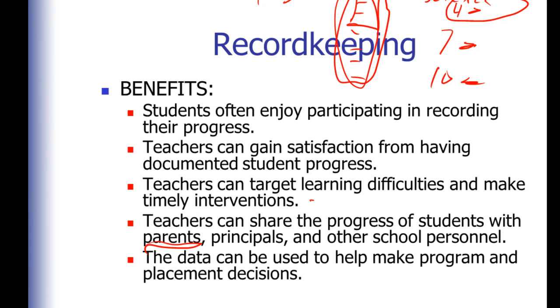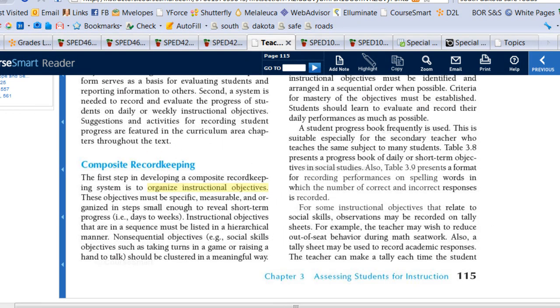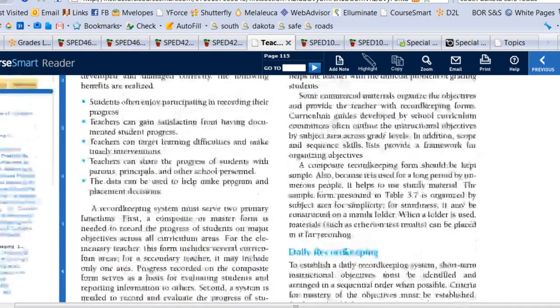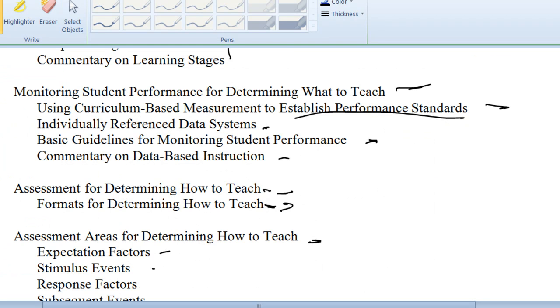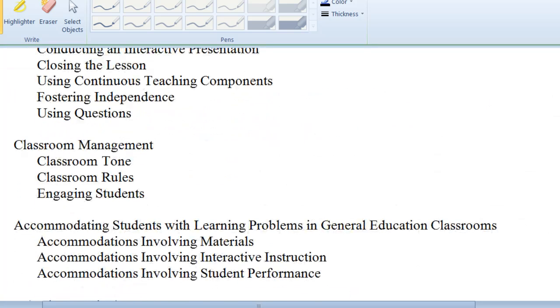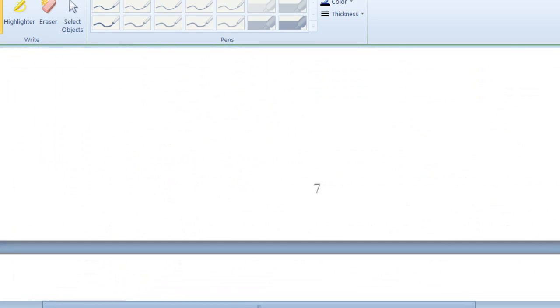Okay. So this was assessing to teach. How to do assessment, what and how to teach. And now you've got some other things to do here.